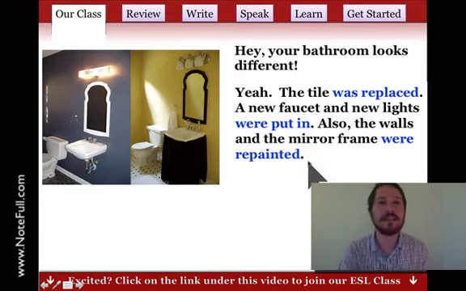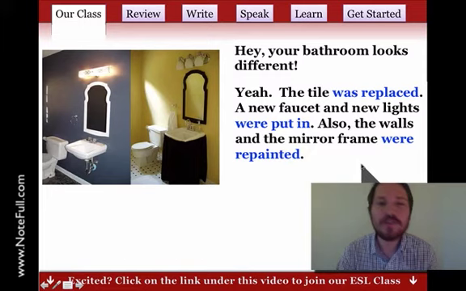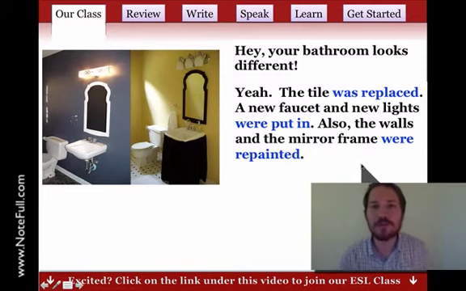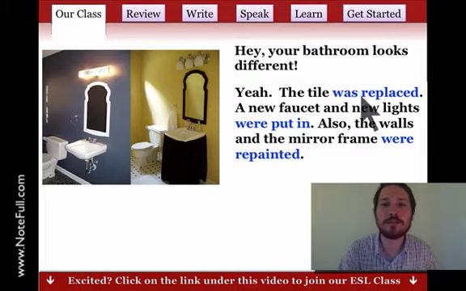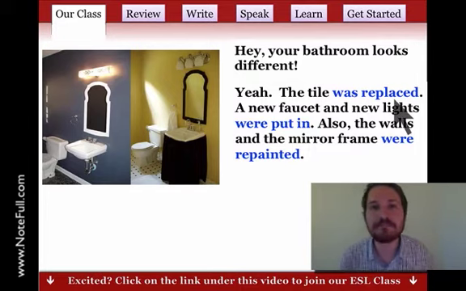And here we don't say by a painter because actually we can guess. Painted by who? By a painter. And it's not important, right? Tile was replaced by somebody. But actually we don't care. A contractor, a worker, some kind of specialist. It's not important, right? So we'll do it this way.